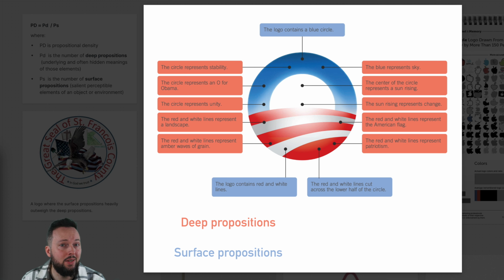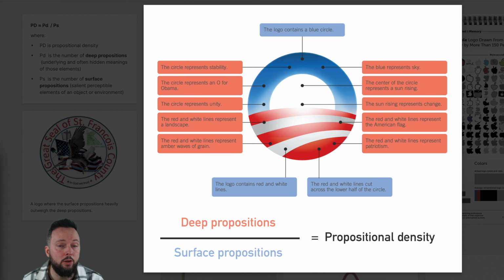And there is a very simple mathematical equation to get the actual propositional density. You just simply have to count how many deep propositions you can find and then divide that number by the amount of surface propositions. So essentially, count the number of meanings you can find and divide it by the number of elements used in the design.